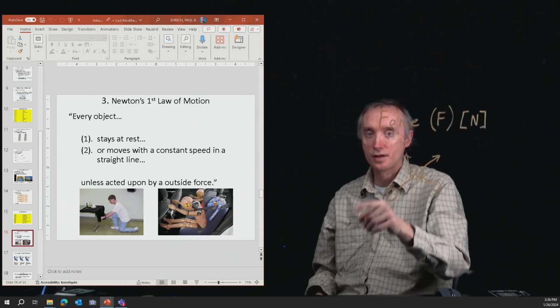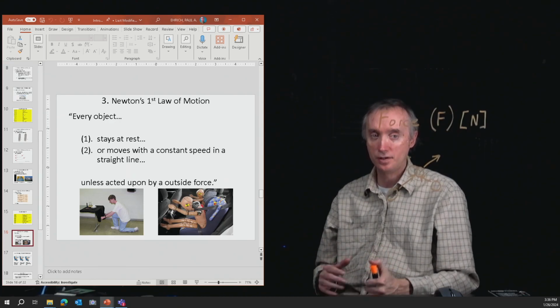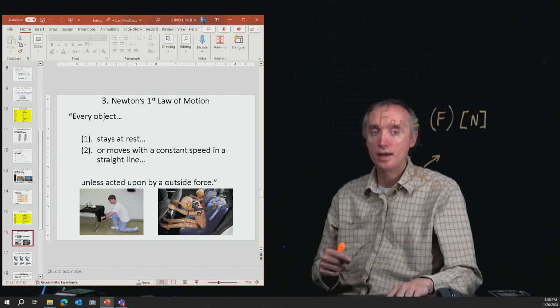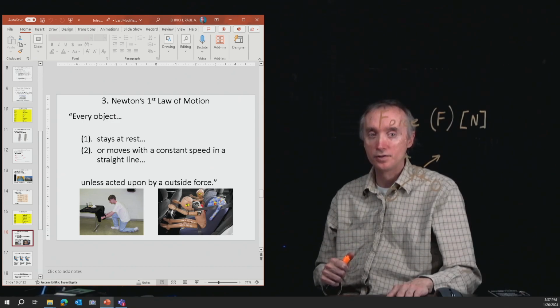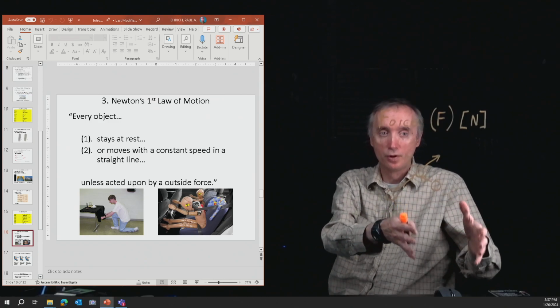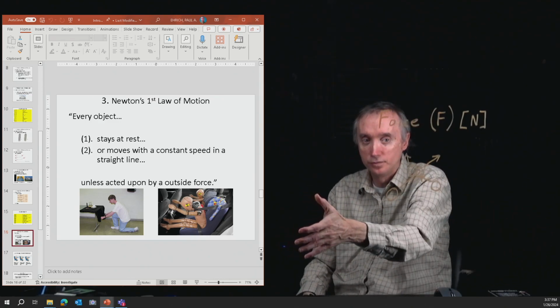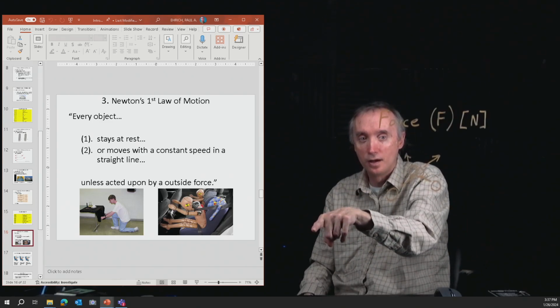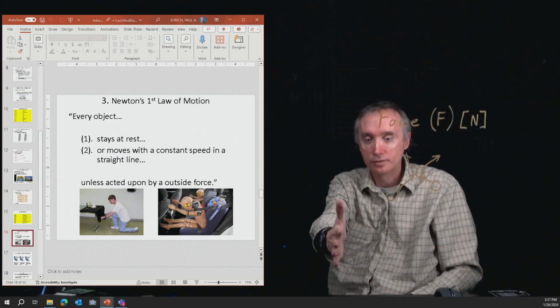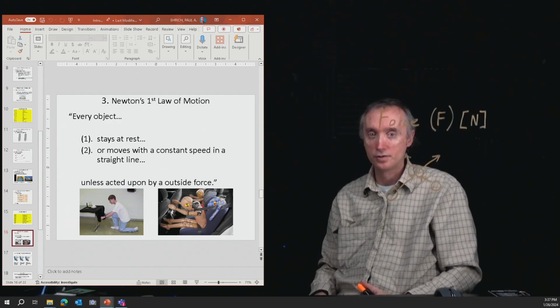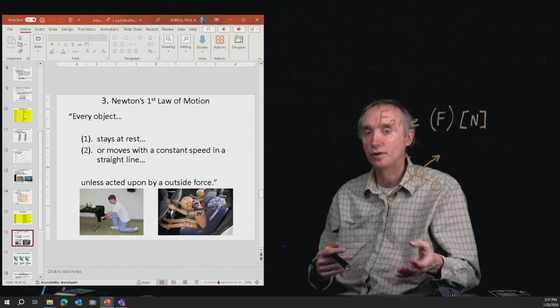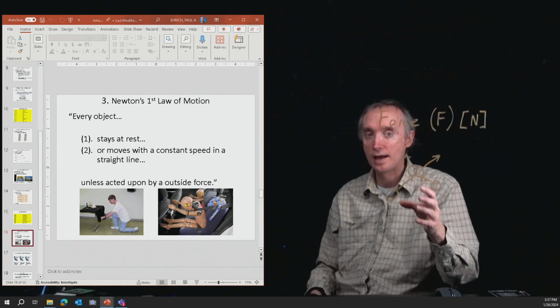The second part says that if an object is in motion, it will continue to stay in motion at a constant speed forever and ever unless a force acts on it. So let's do that bowling ball thing. If you take a bowling ball and you roll it, you notice it tends to roll at a pretty much constant speed unless you put your hand out and you stop it, and then it stops rolling. So an object that is moving will tend to keep on moving with a constant speed forever and ever unless a force acts on it.